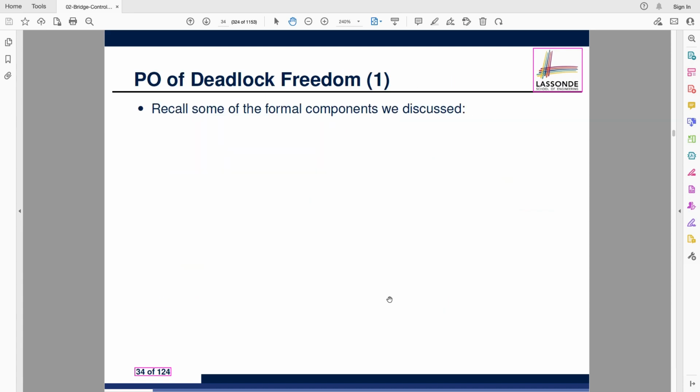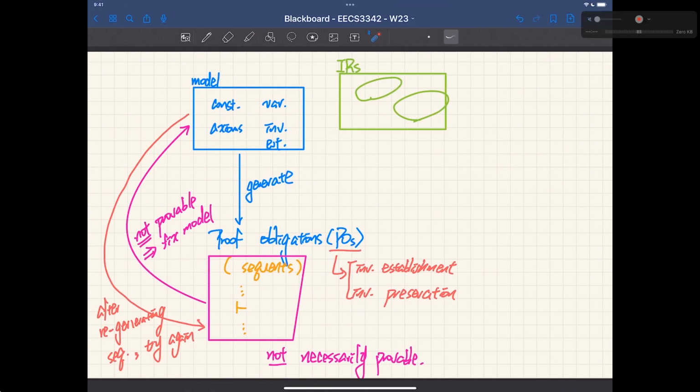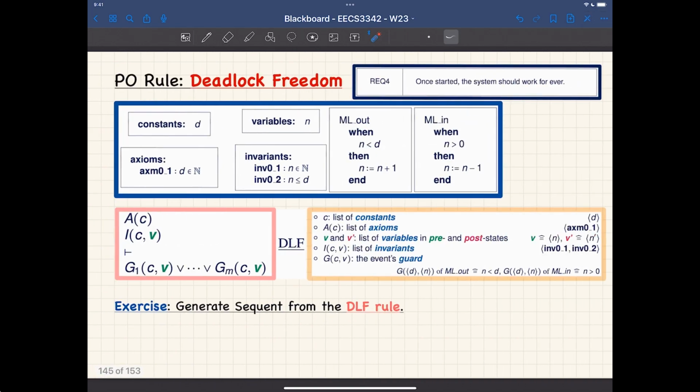Deadlock freedom. Let me just go directly to the page. In order to formulate deadlock freedom, we need some new components for formulating it. It's not too bad, but let me walk you through very quickly. Again, this is our model, and notice that I already fixed the guards for the two events. We're going to carry on from our work from last time. So we still got our list of constants, we got our list of axioms, that's exactly over here, and also we got v and v prime in the pre-state and post-state for the variables. We got invariants, and here we got event guards. Notice that the guard over here is for a specific event. Now, if you want to express deadlock freedom, you have to consider the guard for every event.